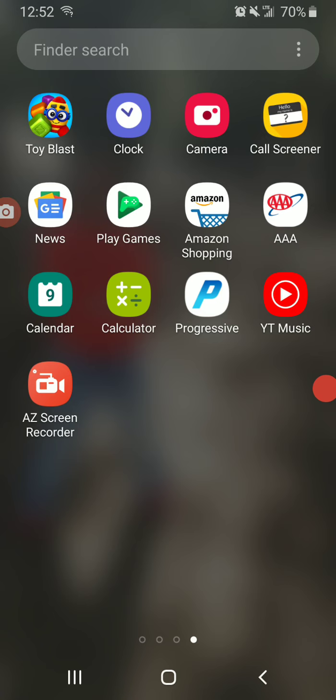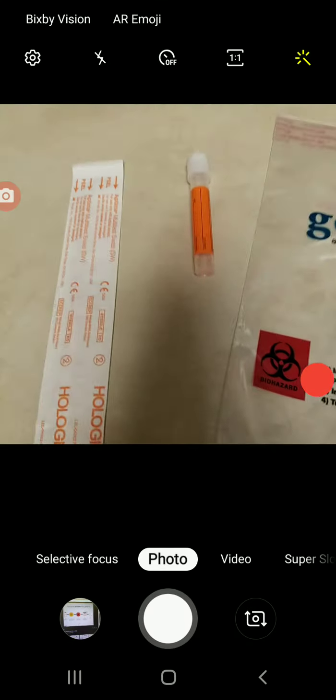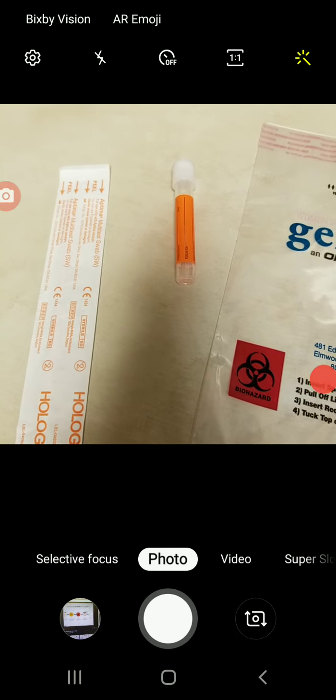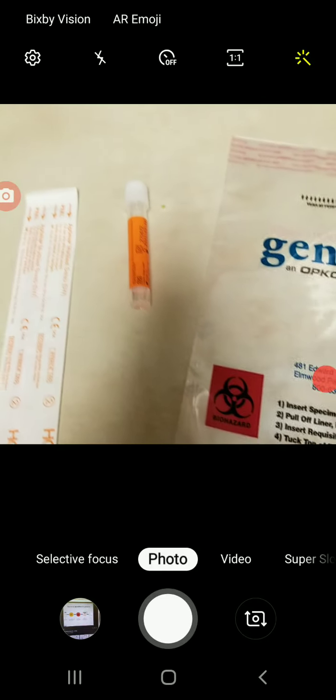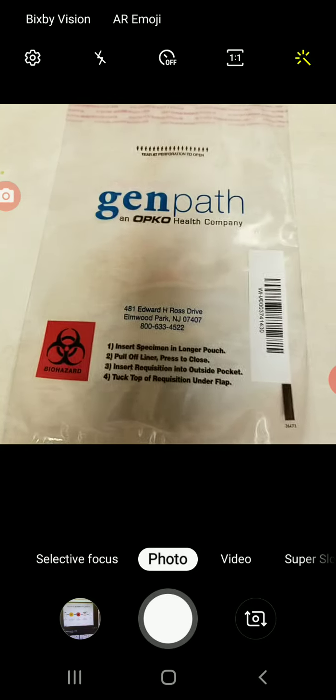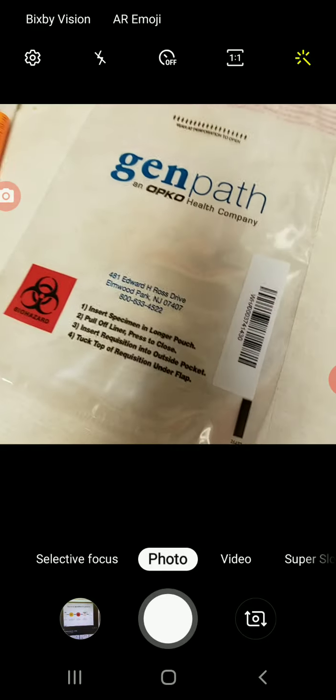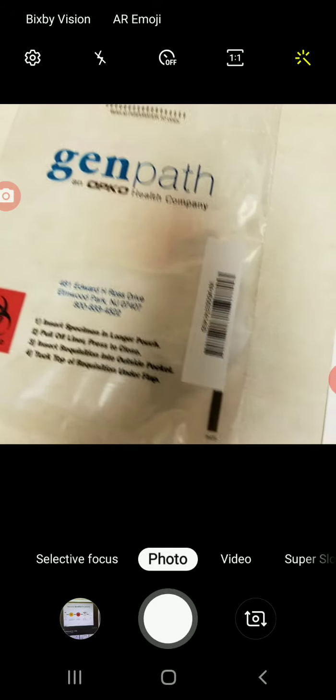Once it's collected by her, then she would put it in a specimen container. After the specimen is collected, then we put it in a biohazard bag and we send it to the lab so that they can go ahead and run it properly.